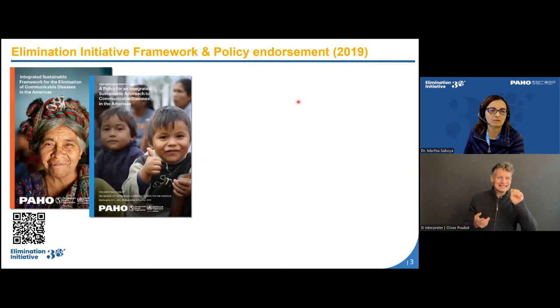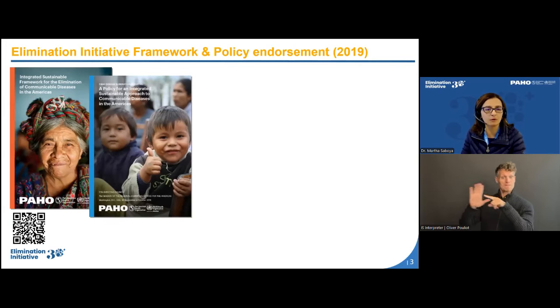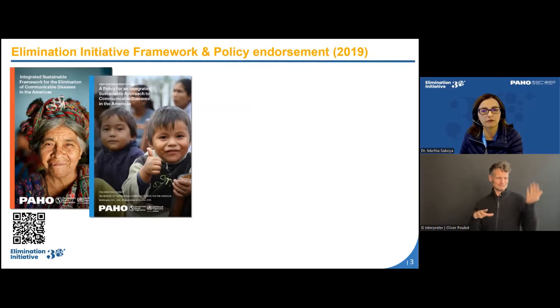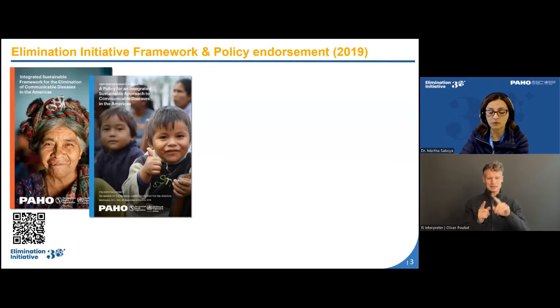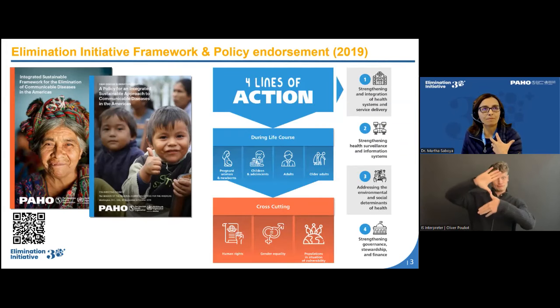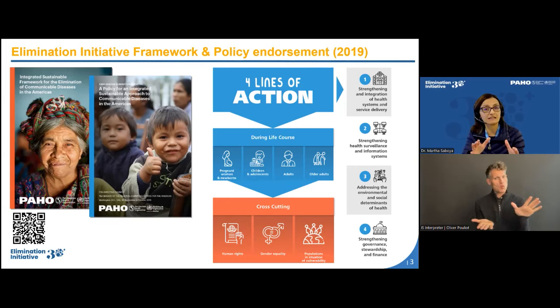So it's based on this very long and rich history of elimination of diseases that the Pan American Health Organization presented to our member states in 2019 the framework and the policy for a sustainable action for the elimination of communicable diseases and related conditions by 2030. This framework was approved unanimously by all the member states of our organization, and the main components of the elimination initiative are not only the diseases.